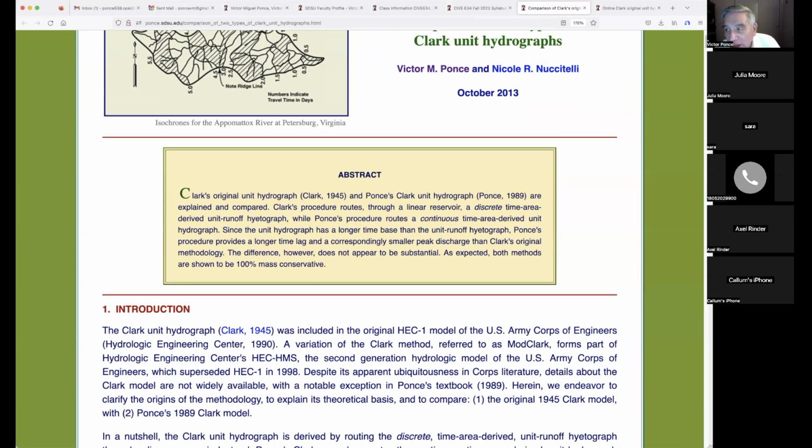In other words, we derived a unit hydrograph. He did not route a unit hydrograph. He routed a discrete unit runoff, not unit hydrograph. Time area derived unit runoff. So there's a slight difference in there because the first one is a hydrograph. The second one is a hydrograph. What's the difference between a hydrograph and a hydrograph?